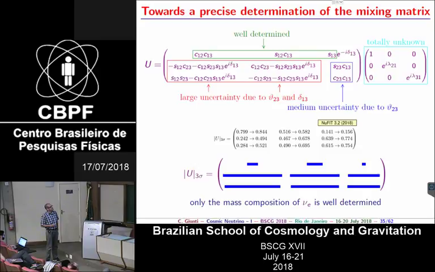For the other mixing of the mu and tau neutrinos, there are large uncertainties, and the uncertainties in these two elements are determined by the uncertainty in theta 2-3. And the uncertainty in these others is even larger because we also have the uncertainty of the phase. So these elements are not well determined, and they cannot be measured directly. So this is a problem for the future precise determination of the mixing matrix.